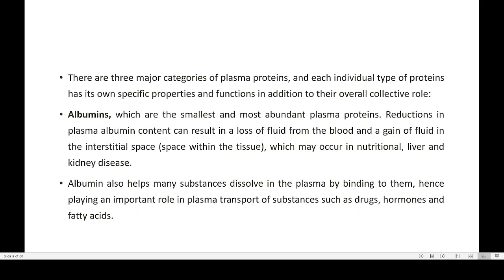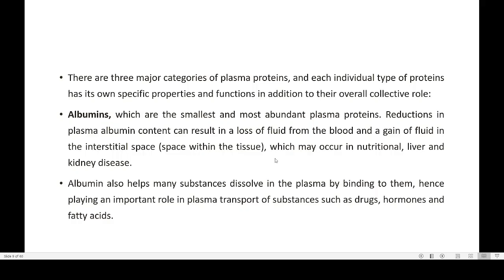Then plasma proteins have another classification. There are three major types of plasma protein. One is known as albumin. Coming to the albumin, they are the smallest and the most abundant plasma protein. Their reduction in plasma volume can result in loss of fluid from blood and gain of fluid in interstitial space, which may occur in nutritional, liver or kidney disorders.